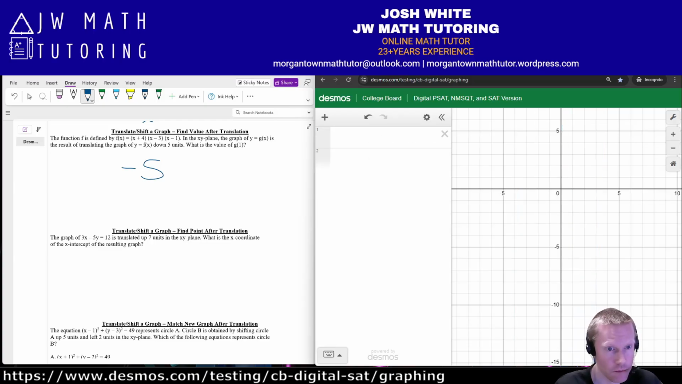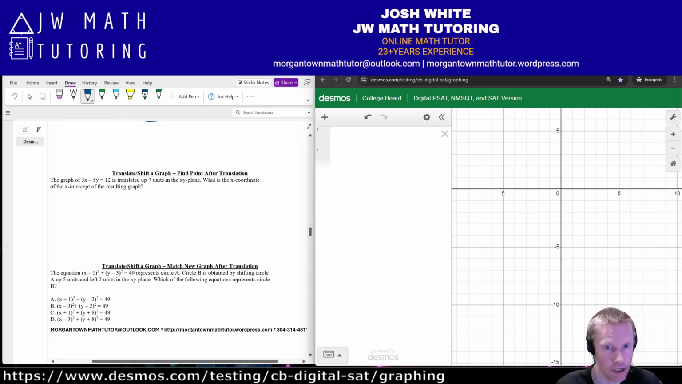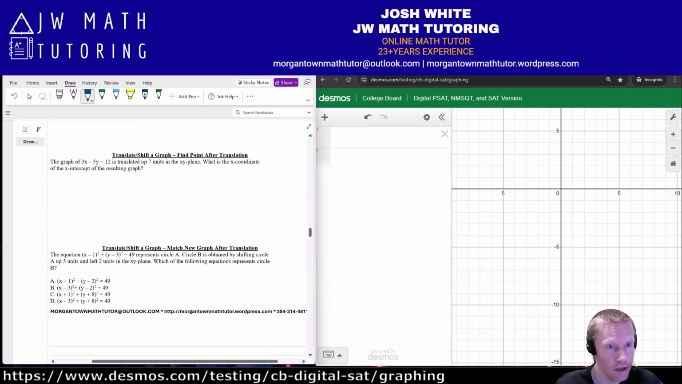All right. So for the next problem, basically finding a point after a translation, we have a graph of a line. It's translated up 7 units, and they want to know what's the x-coordinate of the x-intercept of the resulting graph. Here is one important piece of information that you do need to know regarding translations of functions.